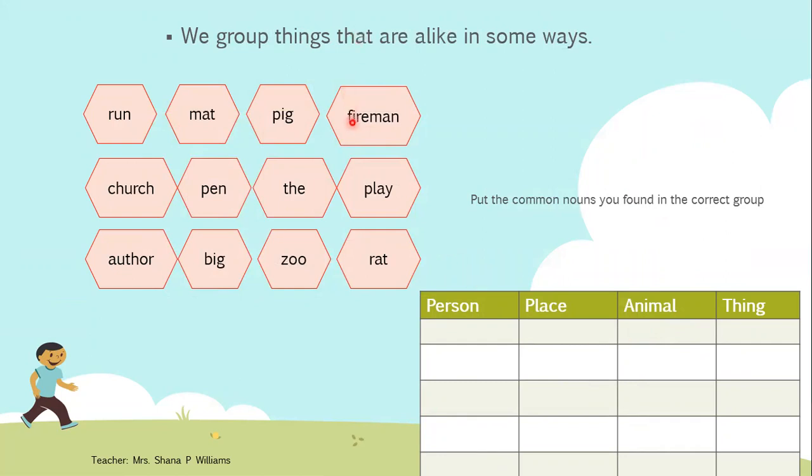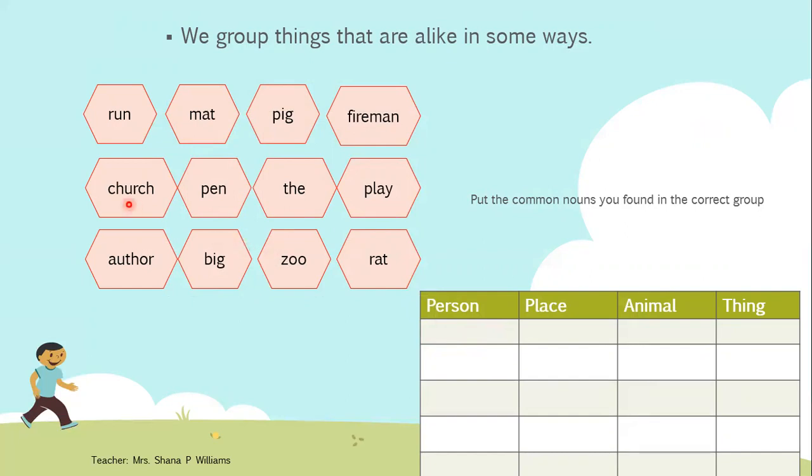Here we have fireman. F-I-R-E-M-A-N. Fireman. Now, fireman. Is fireman a person, place, animal, or thing? Very good. It is the name of a person. So in your books, you are going to write fireman under person.